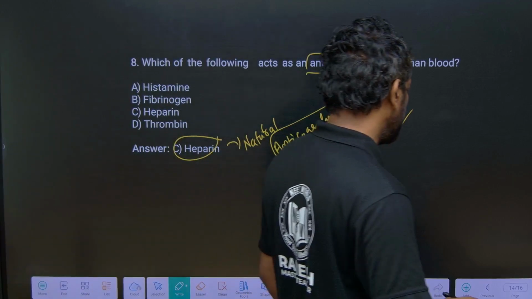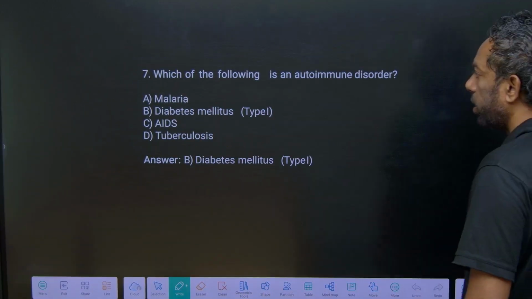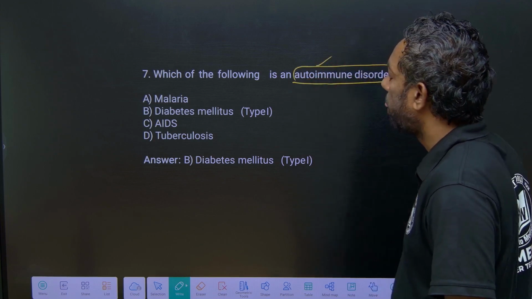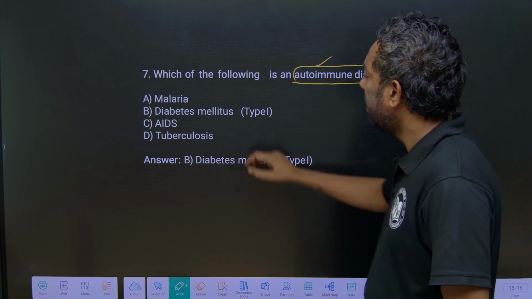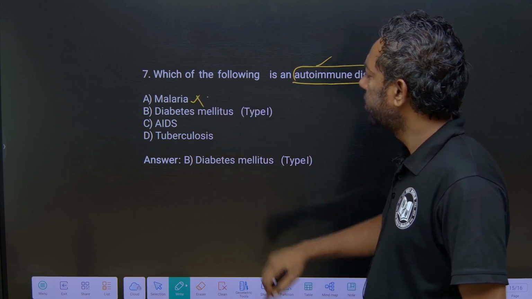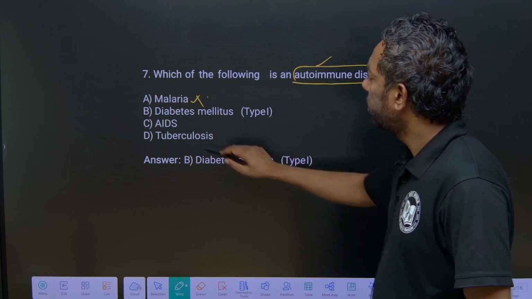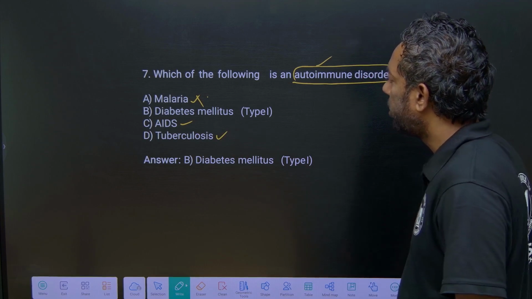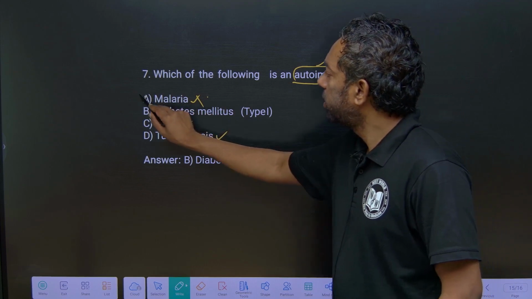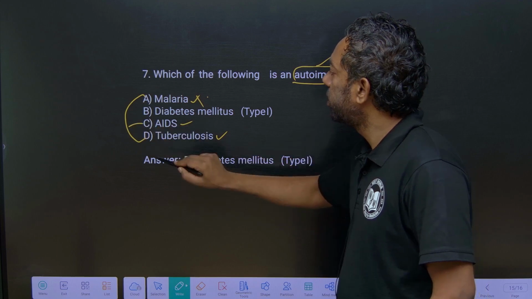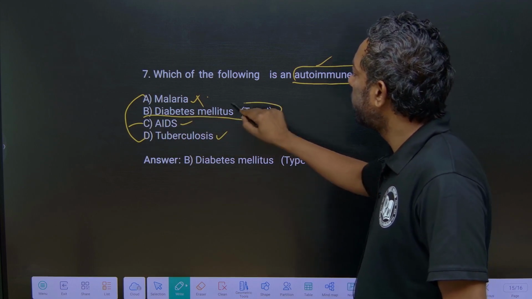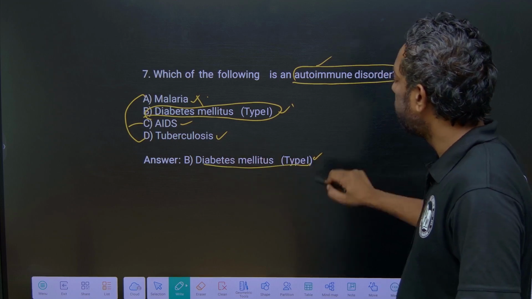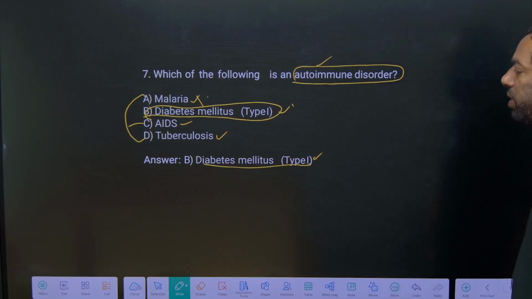Okay, next question. Which of the following is an autoimmune disorder? The others are not disorders; they are communicable diseases. These three are communicable diseases. Diabetes mellitus is the disorder, of course. Diabetes mellitus type 1 is an autoimmune disorder.